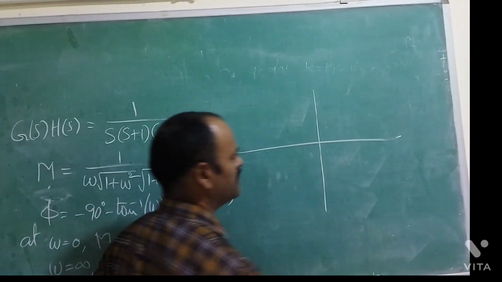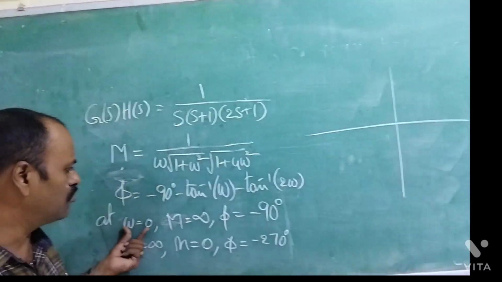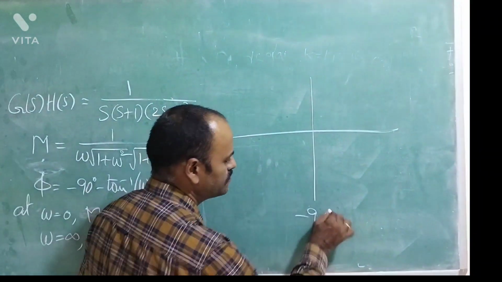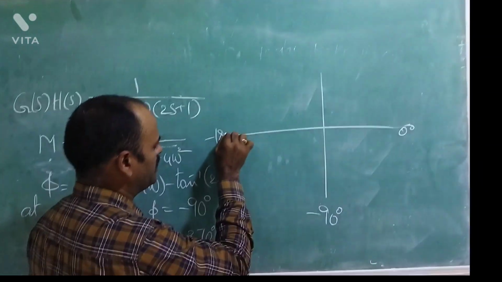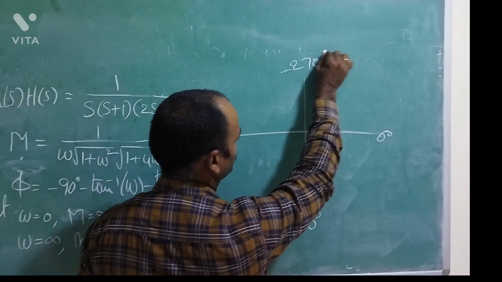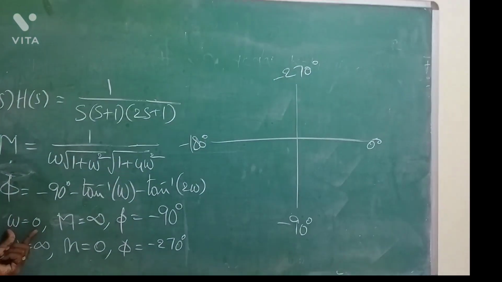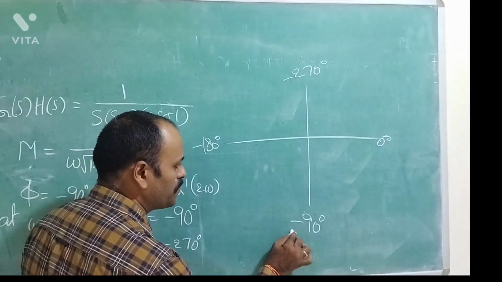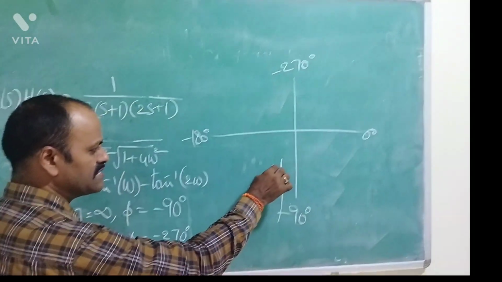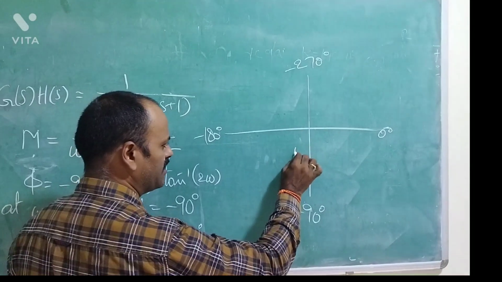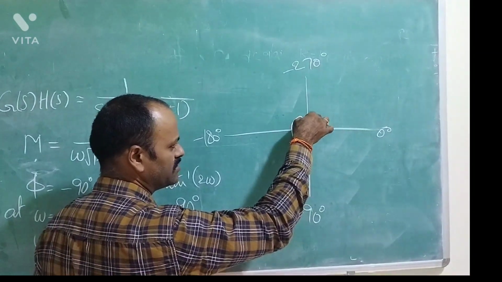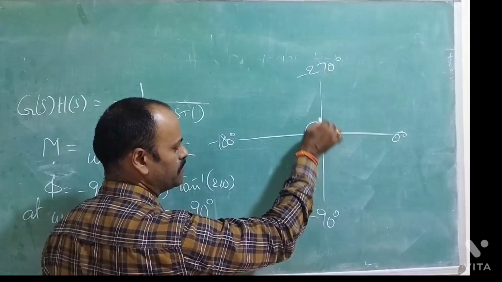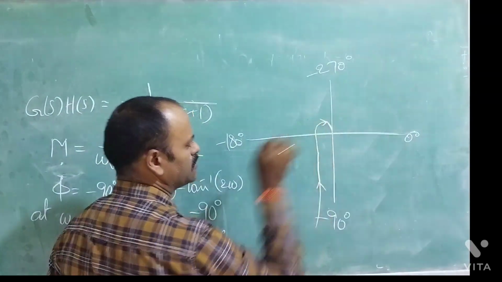This is the S plane. So initially at omega equal to 0, magnitude is infinite and angle is minus 90. So this is the minus 90 axis. This is 0, this is 180 and this is minus 270 degrees axis. First for omega equal to 0, we have magnitude infinite along the minus 90 degrees axis. So the plot comes like this. As omega increases, the magnitude decreases and finally the magnitude becomes 0 along the minus 270 degrees axis. So this is the polar plot.